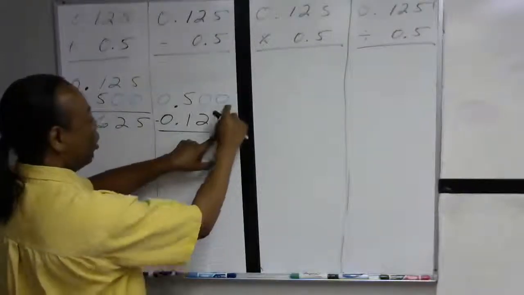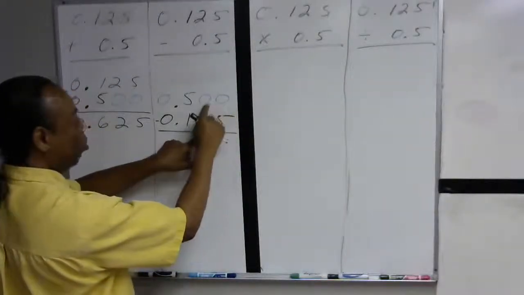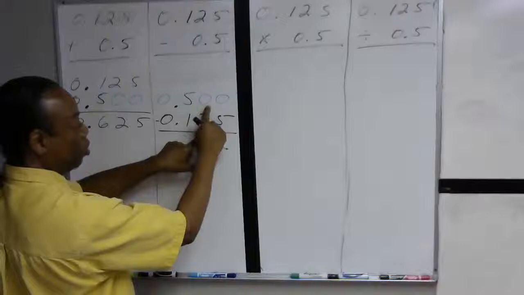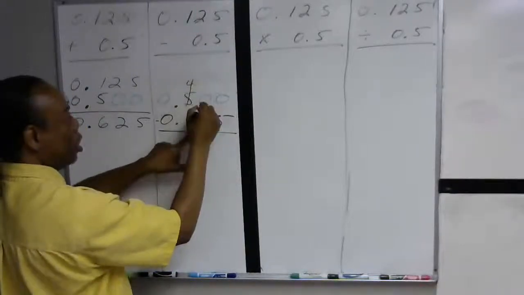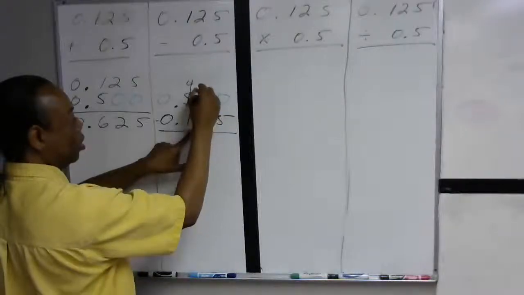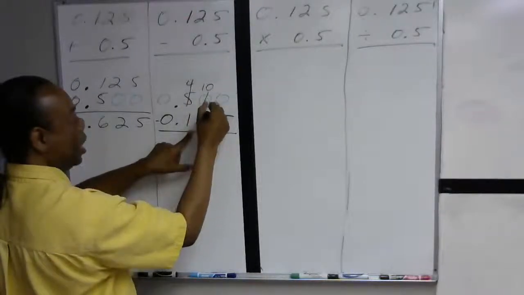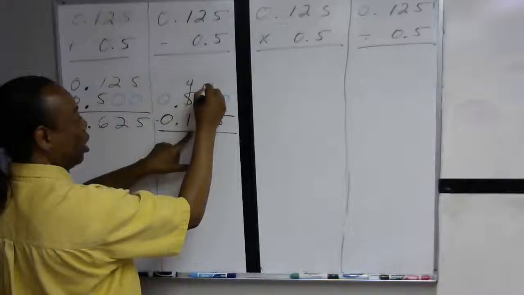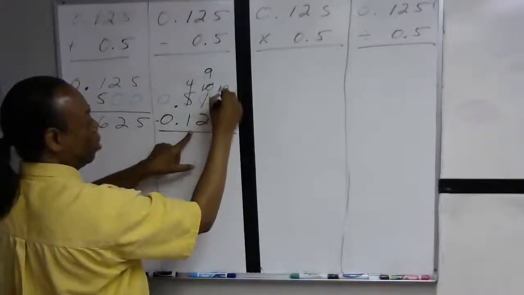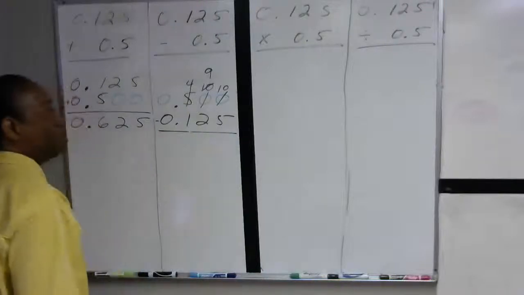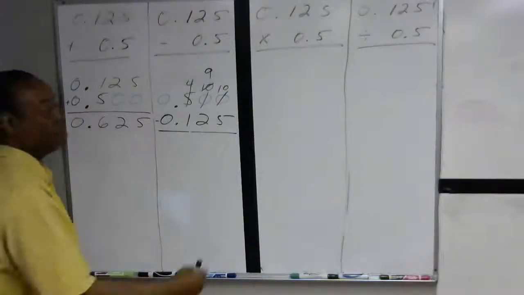Okay, we can't take 5 from 0, so we have to borrow. We can't borrow from 0, there's nothing there, so we'll borrow from 5, making it a 4. Then this makes this a 10. And now we can borrow from the 10, which now makes it a 9. And this becomes 10. All right, so borrowing has been done.